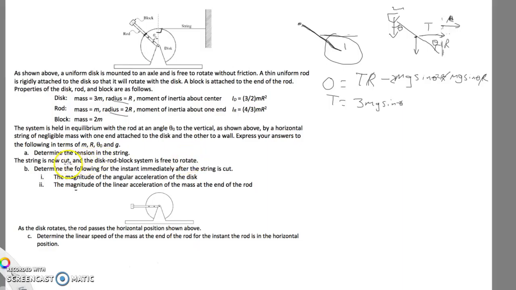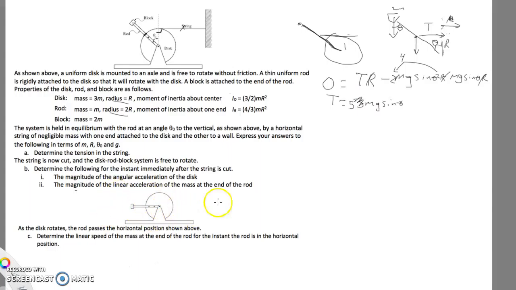Okay, so now it says the string is now cut, so we're going to cut this string, and this thing is going to start rotating. And we want to find the magnitude of the angular acceleration of the disk, which will be the same for this system since it's fixed. They'd all have the same angular acceleration, and the magnitude of the linear acceleration of the mass at the end of the rod. Okay, actually, just real quick, I noticed I made a mistake earlier. That was 2r, so 2 times 2 is 4, and 4 and 1 is going to give us actually 5 mg sine theta for tension.